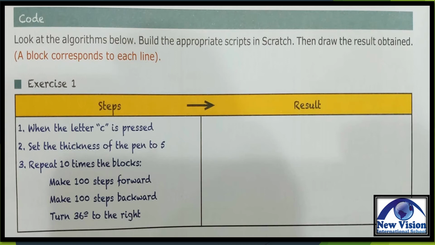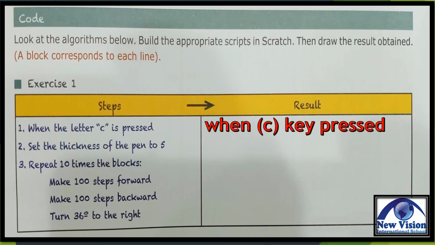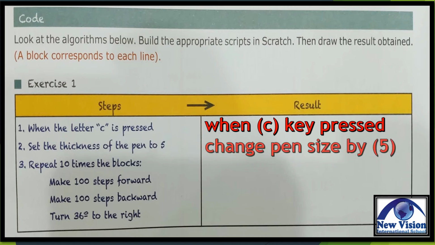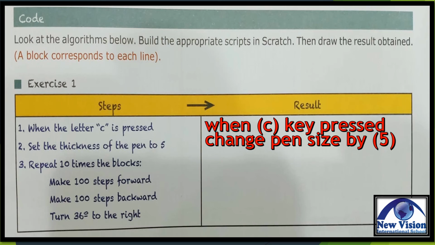Let's have number 1. When the letter C is pressed, in the Scratch program, it is in the form of when C key pressed. Number 2. Set the thickness of the pen to 5. In the Scratch program, it is in the form of change pen size by 5. Number 3, repeat 10 times the blocks. In the Scratch program, it is in the form of repeat 10 times.